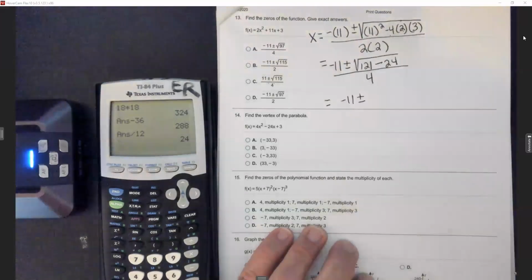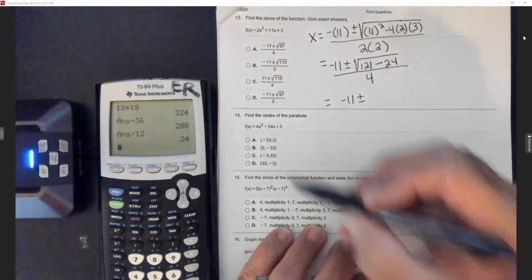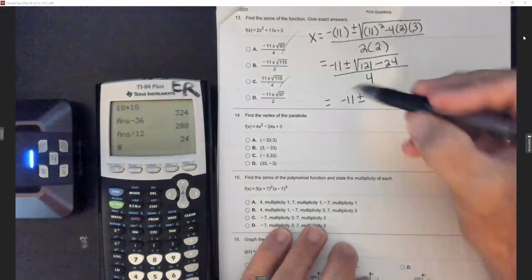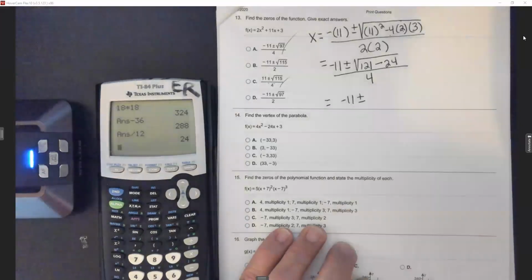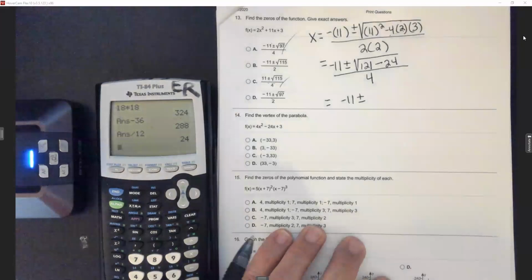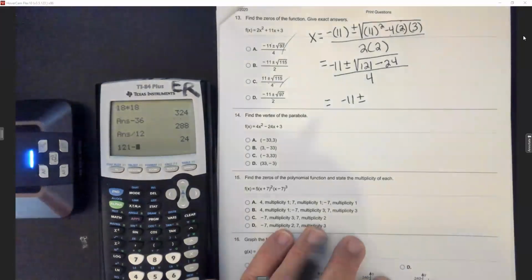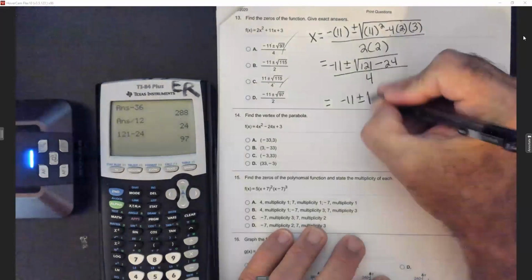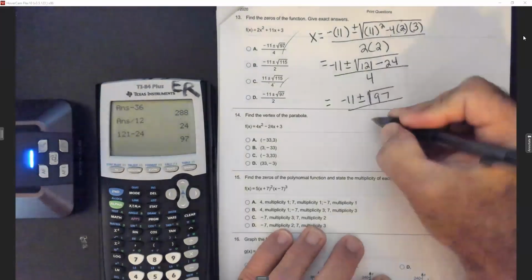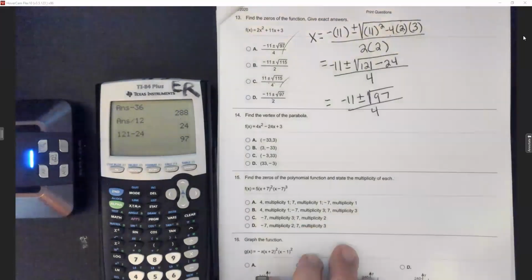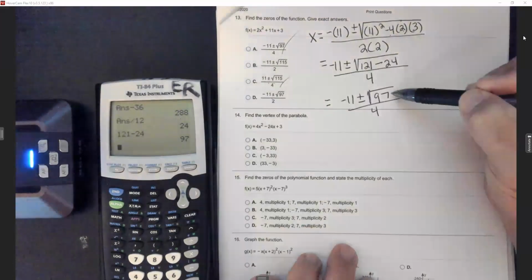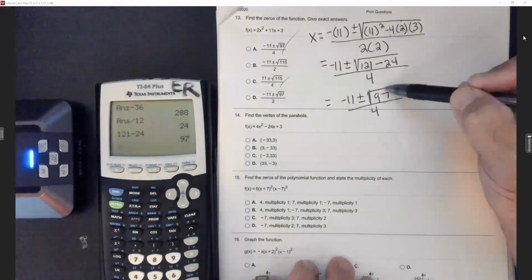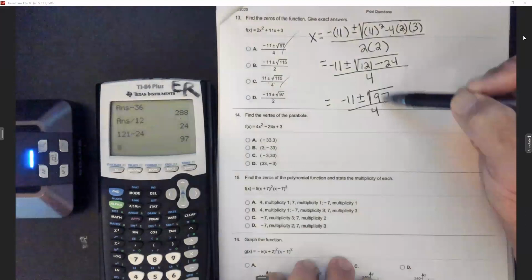Well, I'm getting closer because there's a 4 on the bottom and there's a 4 on the bottom. So I think it's going to be one of them two because I got a negative 11 out front. So let's see what ends up under my radical. What is 121 minus 24? That's going to give me the square root of 97 underneath, over 4. And y'all, at this point, I cannot simplify that 97 because it doesn't have any perfect square factors. So that would be my final answer.